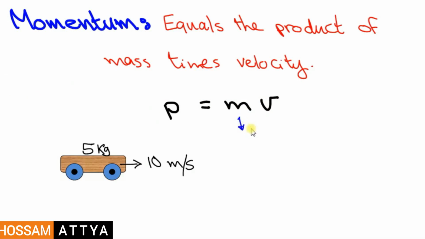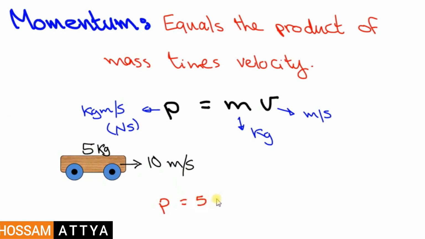If the mass is measured in kilograms and the velocity is measured in meters per second, the unit of momentum will be kg meters per second, or as an equivalent, as we'll learn later, Newton second. For example, here a small trolley of mass 5 kg is traveling to the right at 10 meters per second. So the momentum equals 5 times 10 equals 50 kg meters per second.